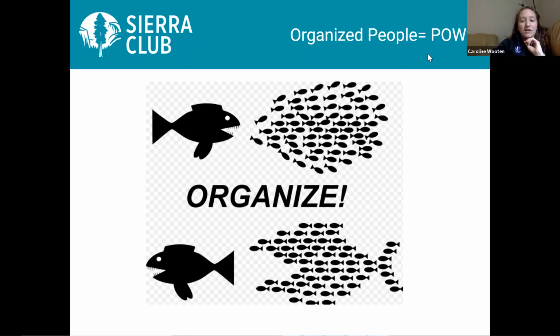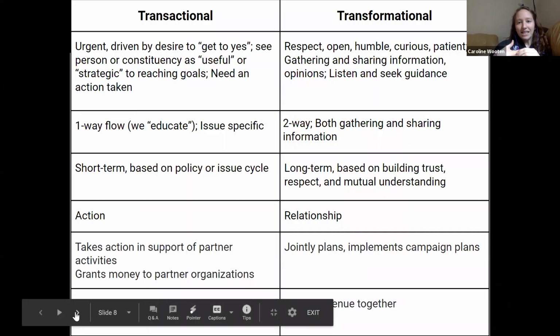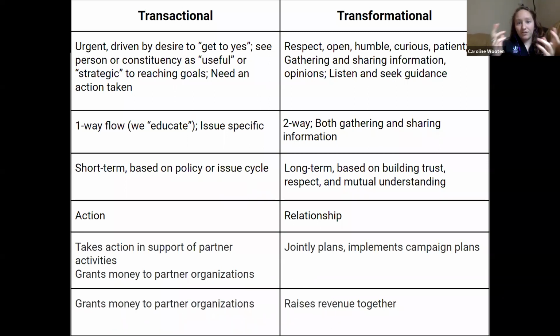And a fundamental thing about this effective fish that's organized is relationships. So relationships are the building blocks of organizing. They're the building blocks of building power together around shared values. So go to the next slide. Thank you. Relationships are super important, but there are also different ways to build relationships, and I want to think about two different types of relationships. One is transactional, one is transformational.